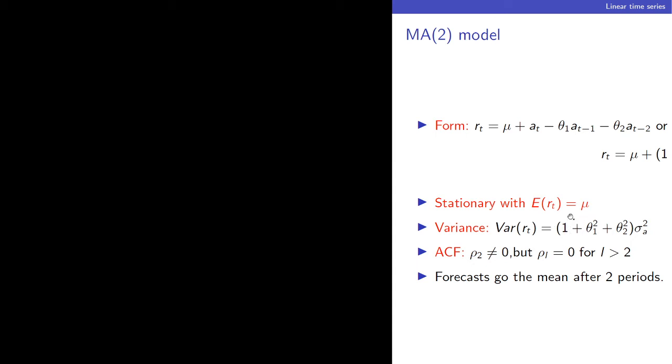The variance depends on this one, phi1 squared, phi2 squared, and the autocorrelation functions. Rho 1, rho 2 are different than 0, but all the greater order autocorrelation functions are null. What does this mean? It means the forecasts are basically the mean after 2 periods.